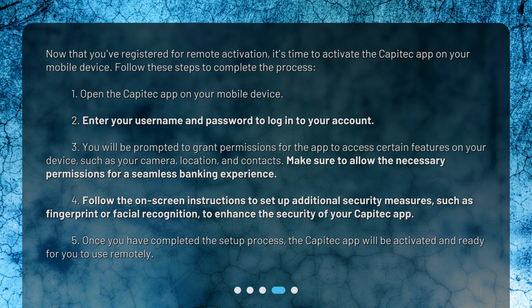Make sure to allow the necessary permissions for a seamless banking experience. 4. Follow the on-screen instructions to set up additional security measures, such as fingerprint or facial recognition, to enhance the security of your Capitec app. 5. Once you have completed the setup process, the Capitec app will be activated and ready for you to use remotely.